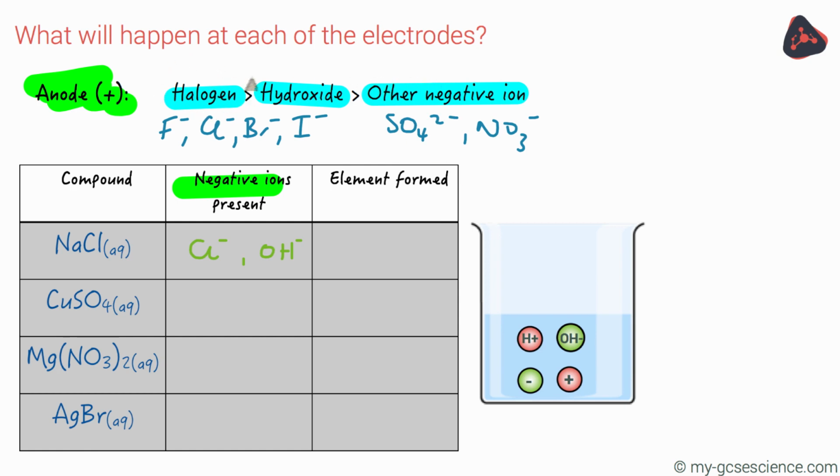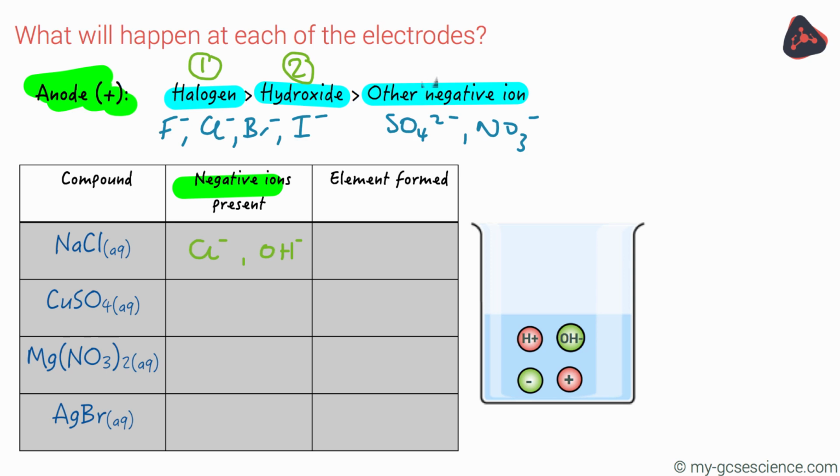To figure out which element is formed, we use the rule as above. If we have a halogen present, it's going to be formed, that's the priority. If there isn't a halogen in the compound, then the hydroxide will be attracted to the anode, and it will produce oxygen gas and water, as we'll see in a bit more detail later. So this is the second priority. If there was a case where we didn't have a halogen or a hydroxide, then the other negative ion would be attracted to the anode.